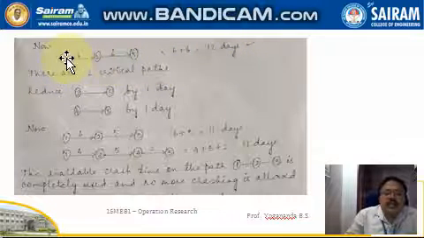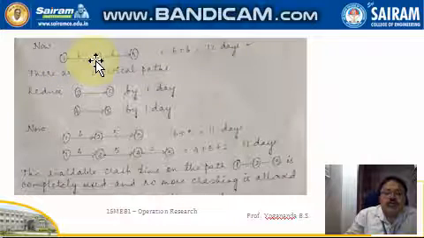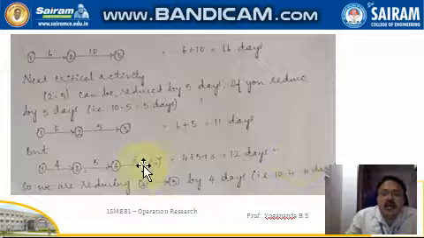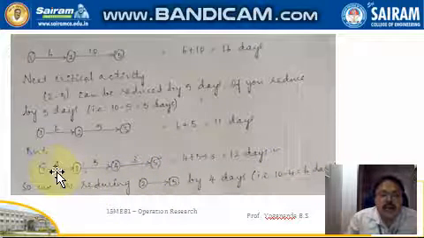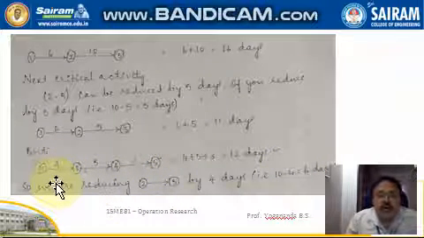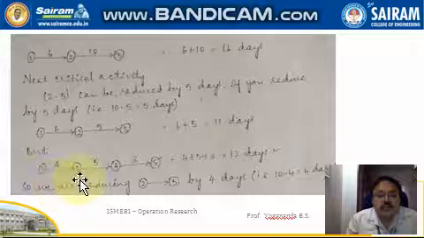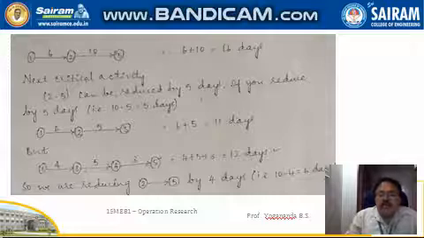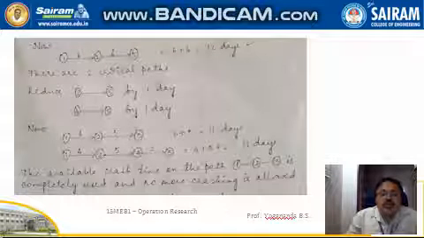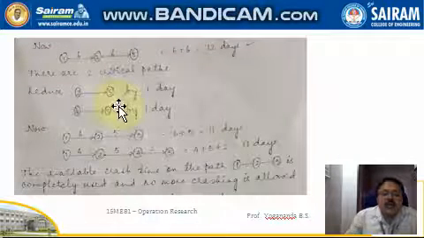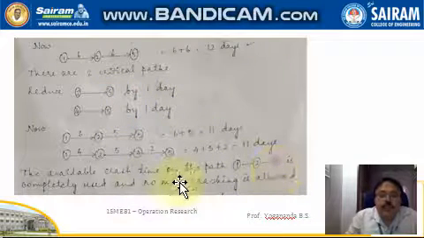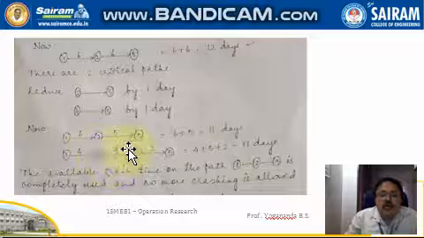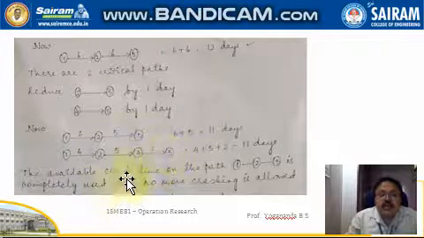So that the path 1 to 2, 2 to 5 is also taking 12 days, and this particular path 1 to 3, 3 to 4, 4 to 5 also takes 12 days. So now we have two critical paths now. So the available crash time on the path 1 to 2, 2 to 5 is completely used.